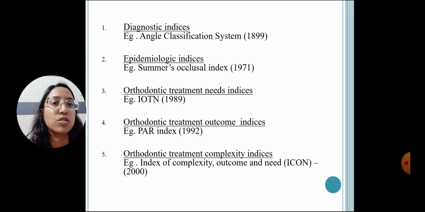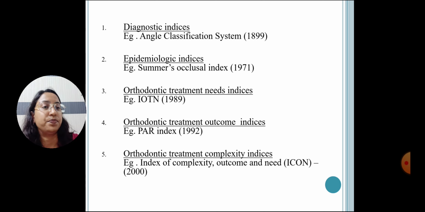So these indices we can again classify into different types. Diagnostic indices, mostly for diagnosing a malocclusion, like Angle's classification system. Epidemiological indices like Summers Occlusion Index, to know what the malocclusion is in the population. Orthodontic treatment need indices, IOTN, to see the amount of orthodontic treatment need in a population. Then orthodontic treatment outcome indices, that is PAR index or peer assessment rating index. And orthodontic treatment complexity indices like index of complexity, outcome and need, ICON.